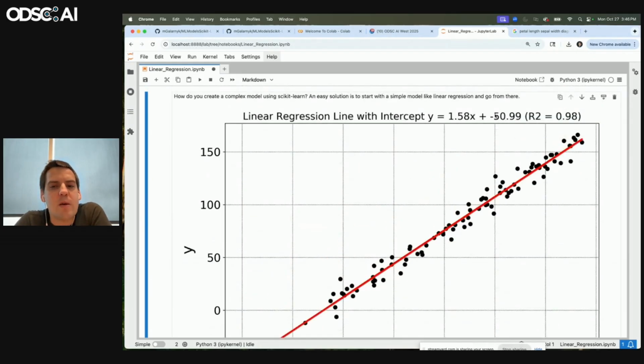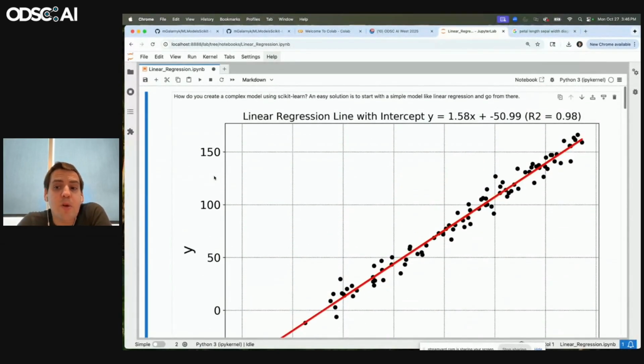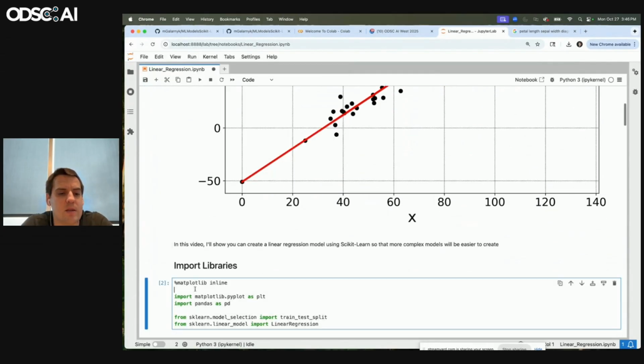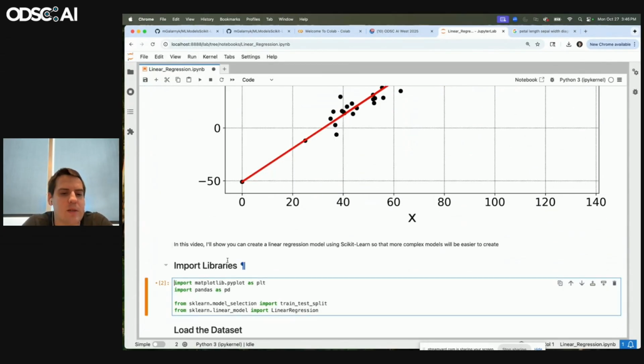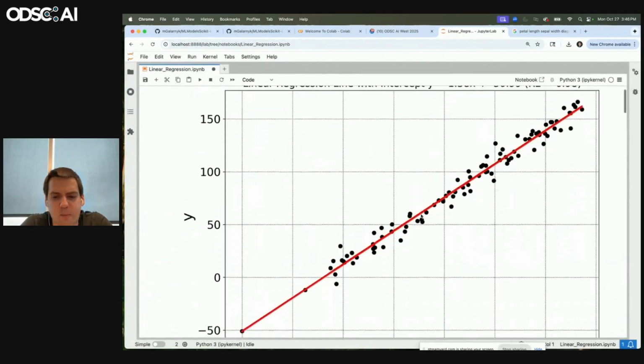And then your intercept is where it crosses the y-axis here. And this is simple. Most of you have probably done this, if not in Python, then in Excel or any other tools you have possibly used over time. So that's one really important thing I want to mention here.